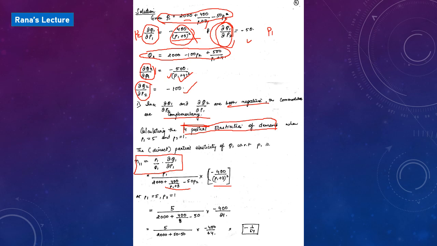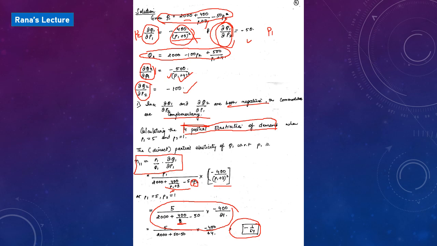And what did the question ask for? The question asked for when P1 is equal to 5 and P2 is equal to 1. Now put P1 is equal to 5. This is 5 plus 3. This will be 8, right? And P2 is equal to 1. So this will be 50. Now what you will do over here? This again P1 is equal to 5 plus 3, that is 8 square, 64. You simplify, you will get minus 1 by 64. This is eta 1, 1 calculation, right?